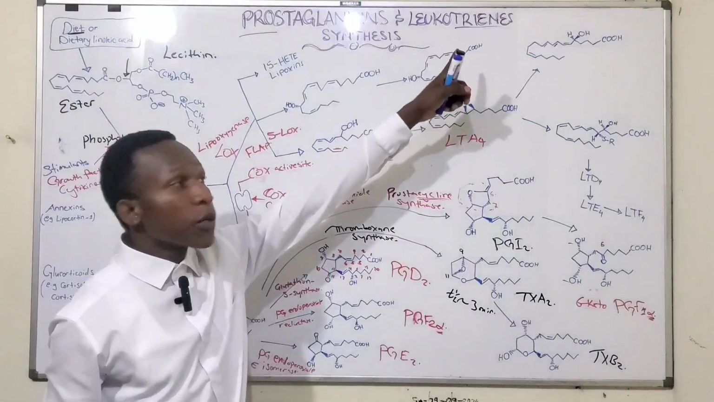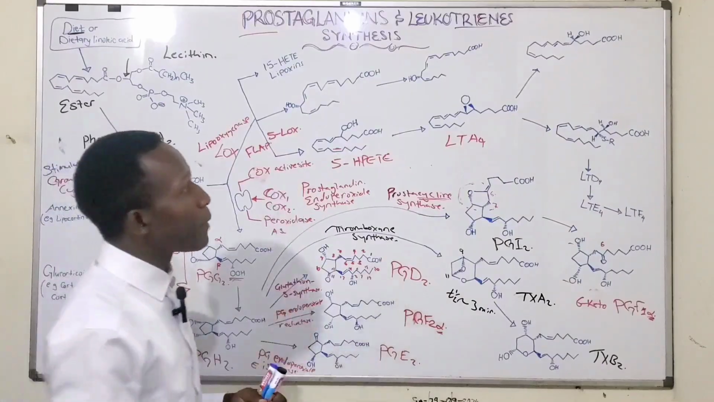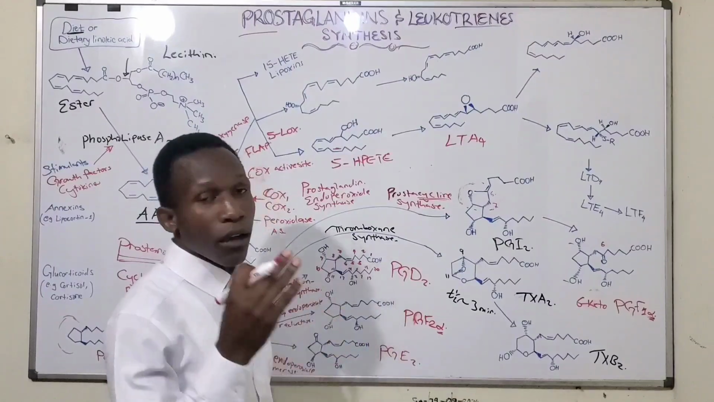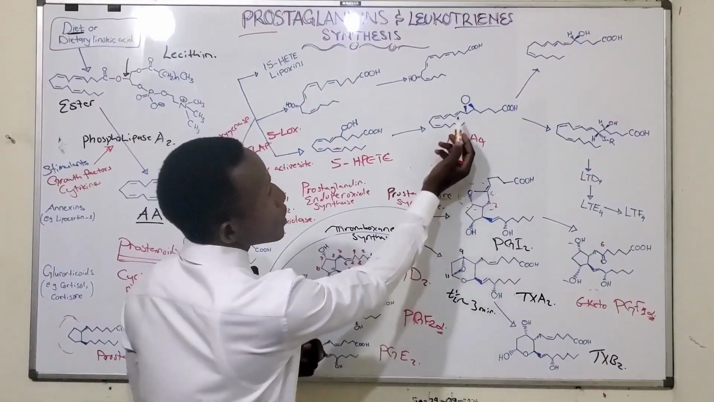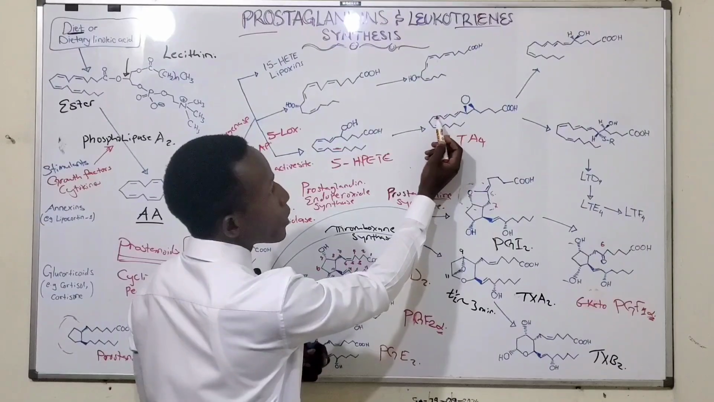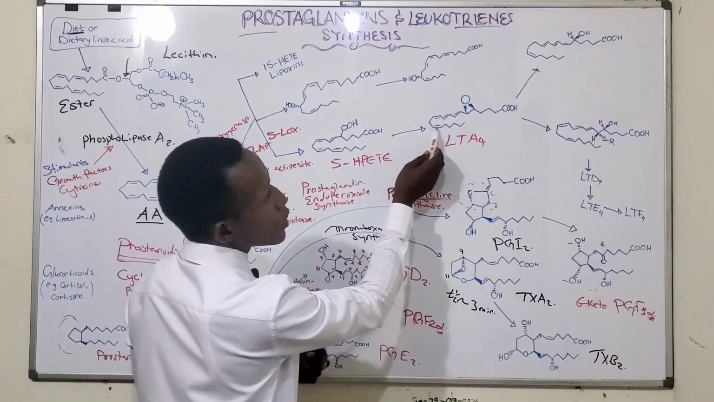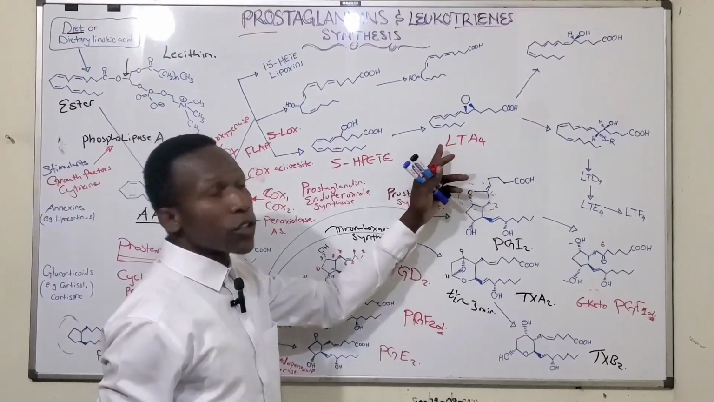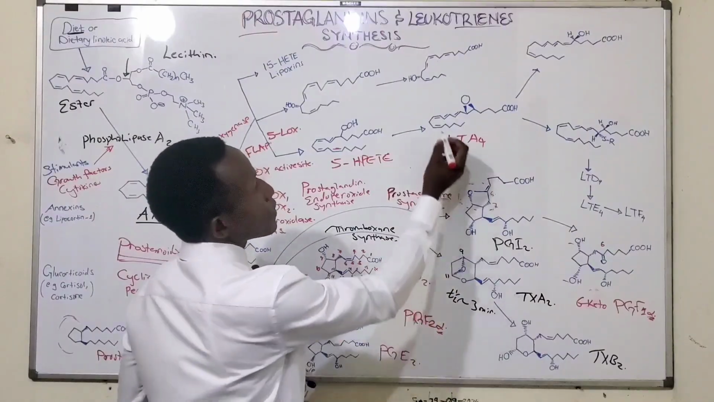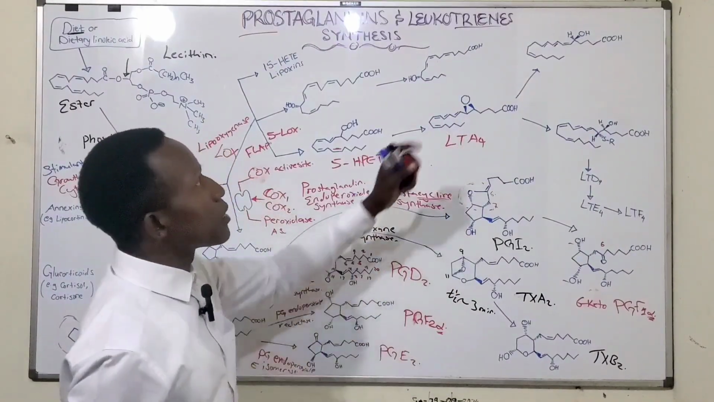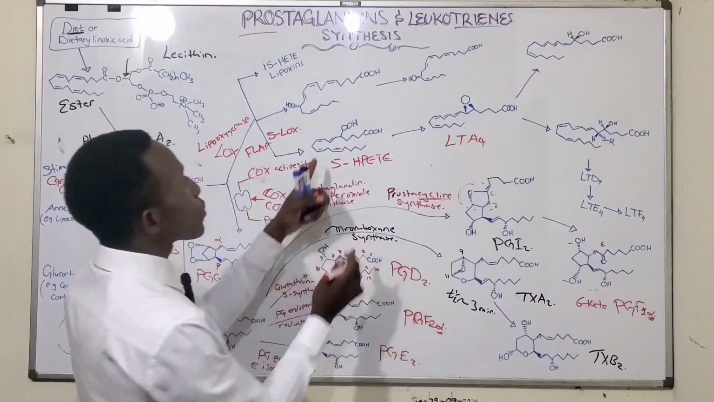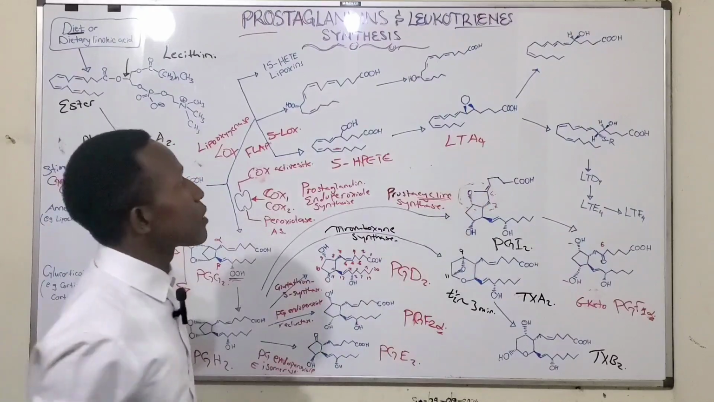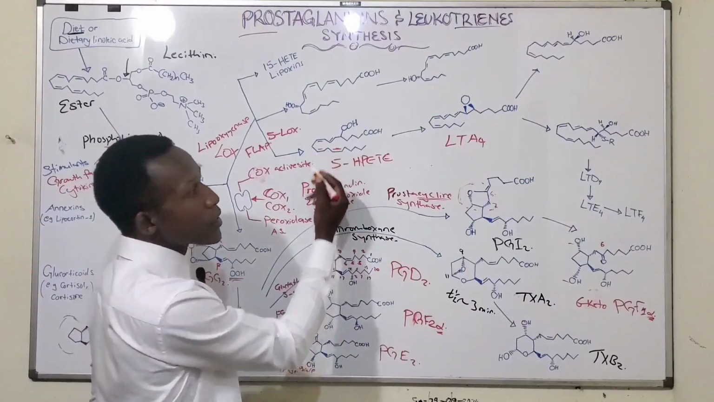They are called trienes because they have 3 conjugate double bonds, but they have 4 double bonds, and 3 of them are conjugate. You can see double bond, single bond, double bond, single bond, double bond. But here we have single bond, single bond. So this one is not part of the conjugate system, but there are 4 double bonds. So they are tetraenoic acids. But 3 conjugate double bonds makes them to be called leukotrienes. So this one is not a leukotriene, but this one is a leukotriene now, because here we have only 2 conjugate double bonds.